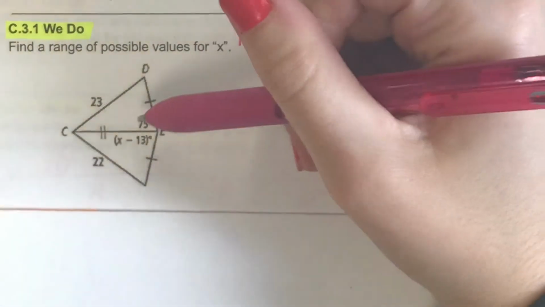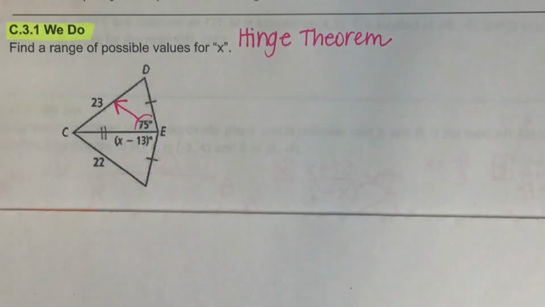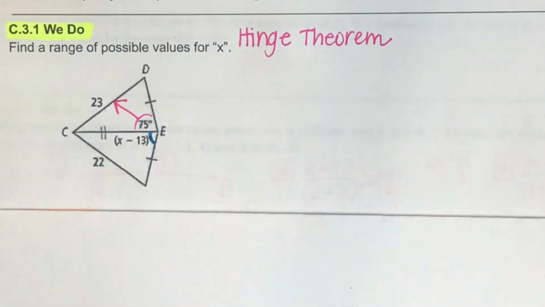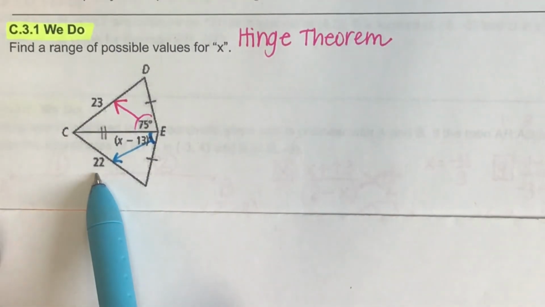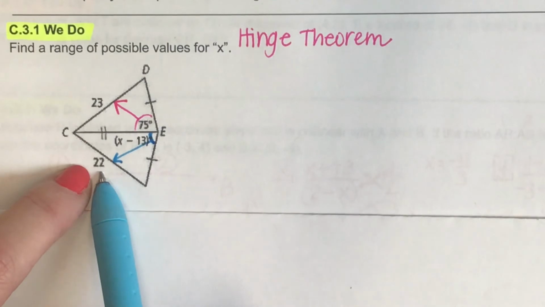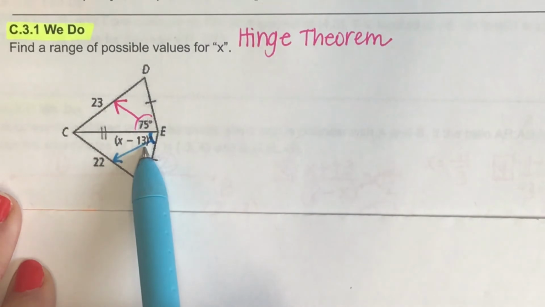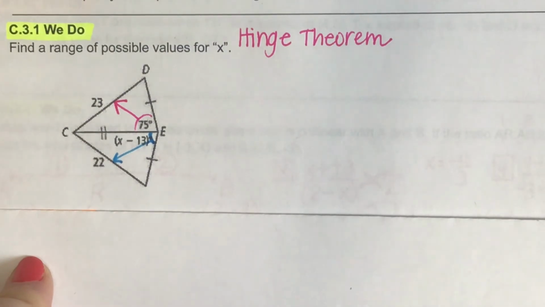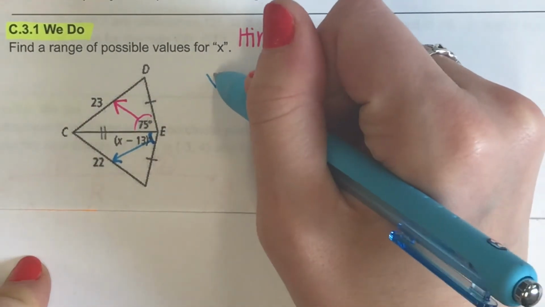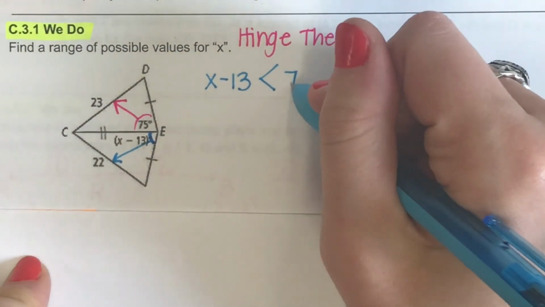So if I go to this angle right here, 75 degrees, and I go straight across from it, the side length over there is 23. If I go from this angle here in blue, x minus 13, and go straight across, I've got 22. Now, I know this number 22 is smaller than this number 23. So that means this angle here in blue is smaller than this angle over here in pink. And I'm going to write that as an inequality. I'm going to say angle x minus 13 is less than angle 75.